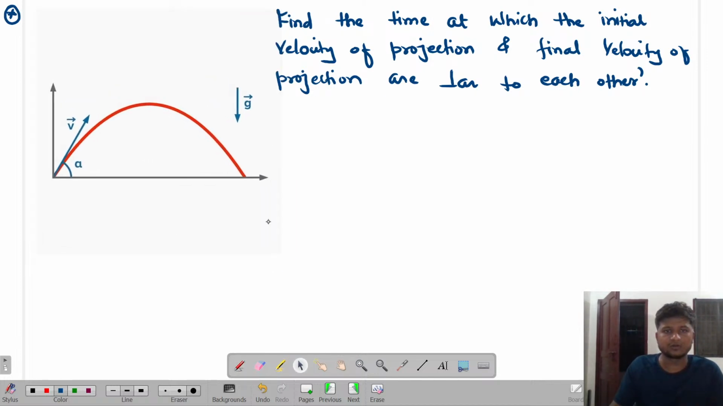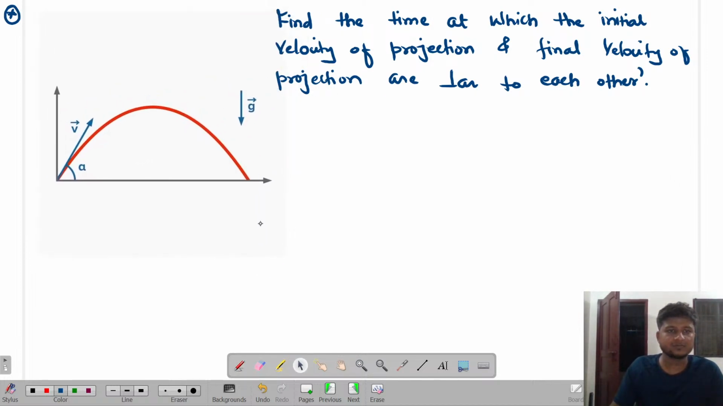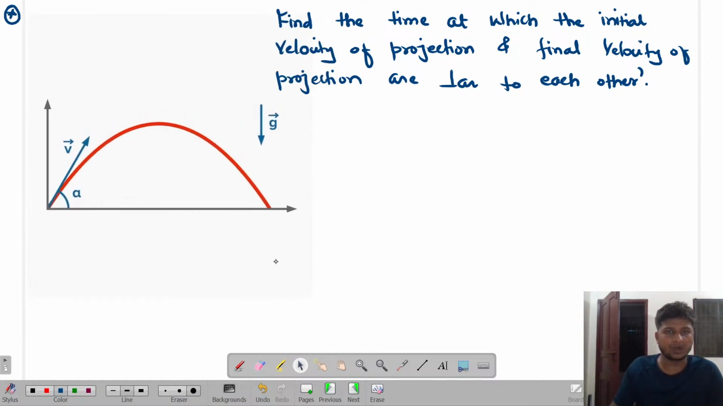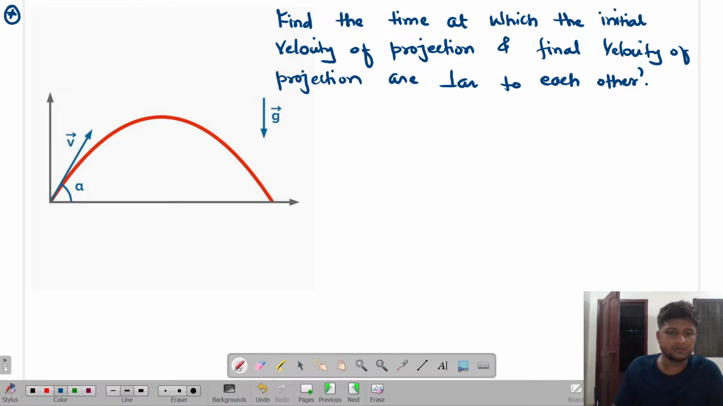Question is very simple, guys. Let's suppose I project a particle. Let's suppose this is initial velocity u and this is angle theta. Find the time when this initial velocity of projection is exactly perpendicular to the final velocity. Wherever it is going to be, I do not know, but they will be perpendicular at some point. You have to find that time when it will be perpendicular.